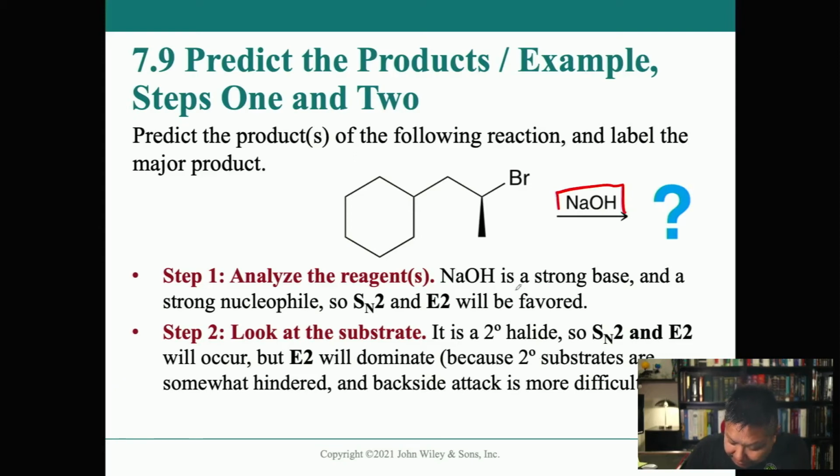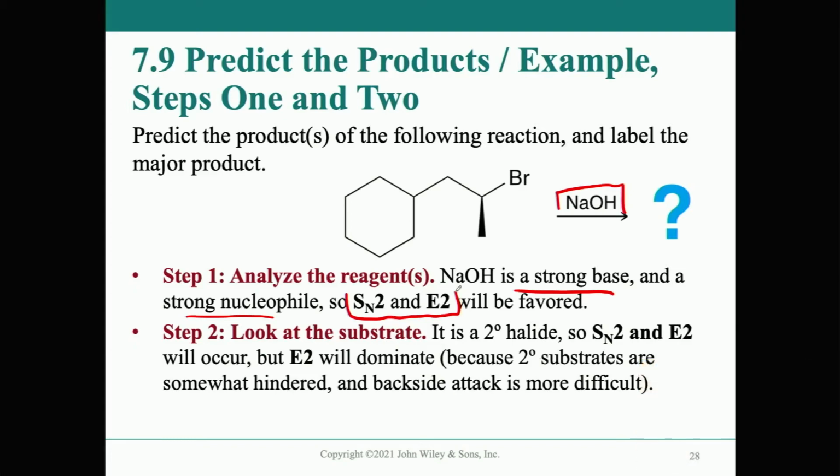Sodium hydroxide is a strong base, and it's a strong nucleophile. So what does that mean? That means it's going to be an SN2 or an E2 reaction. And just so that you can see the rest of step 2, let me move my head. There we go.